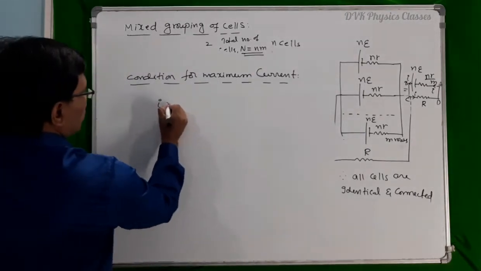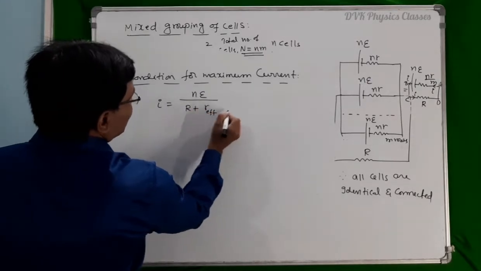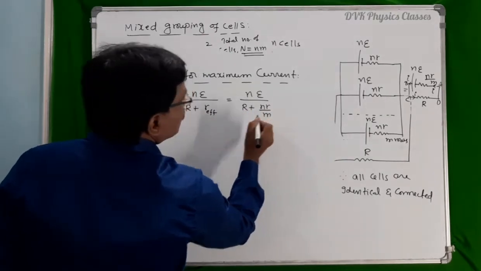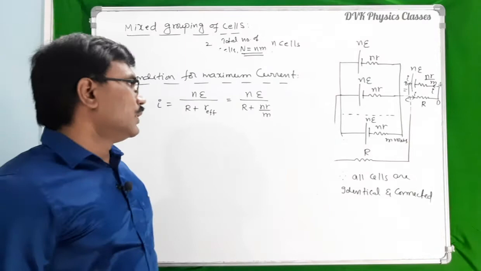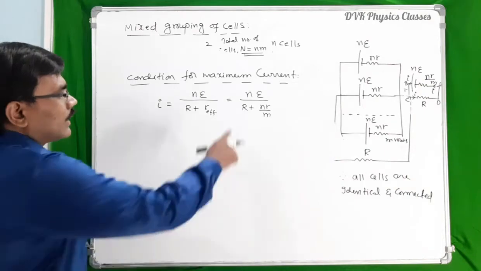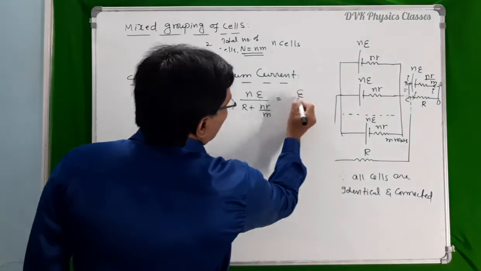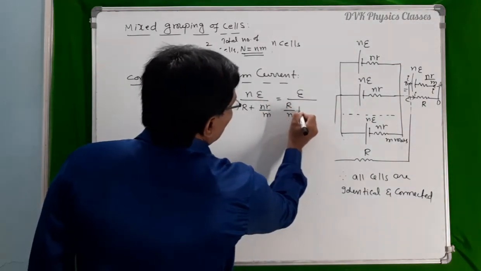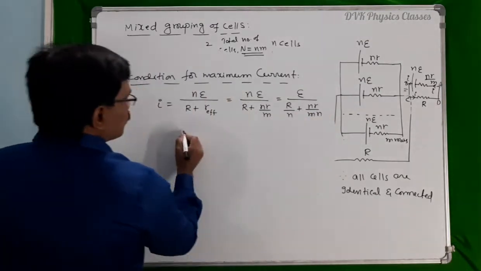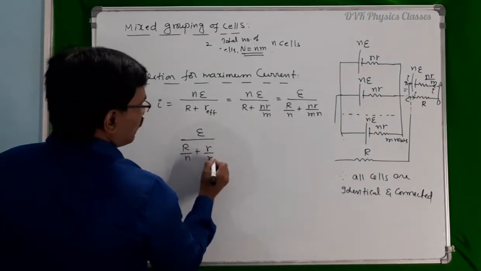Just now we got the expression for current: total EMF upon external resistance plus effective internal resistance, which equals nE upon R plus nr upon m. This is the current given by the combination of cells in the circuit. I can rewrite this by dividing both numerator and denominator by n, so it is E upon R by n plus nr divided by m, and n gets cancelled, so it is R by n plus r by m.